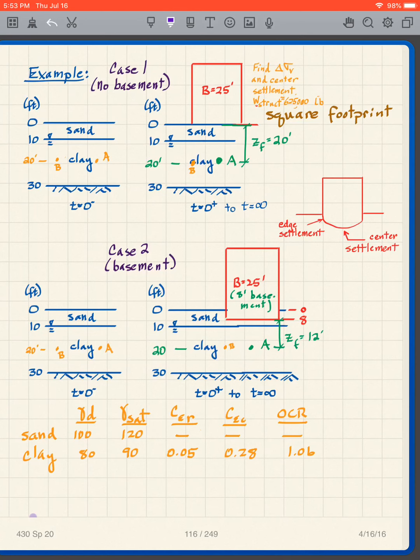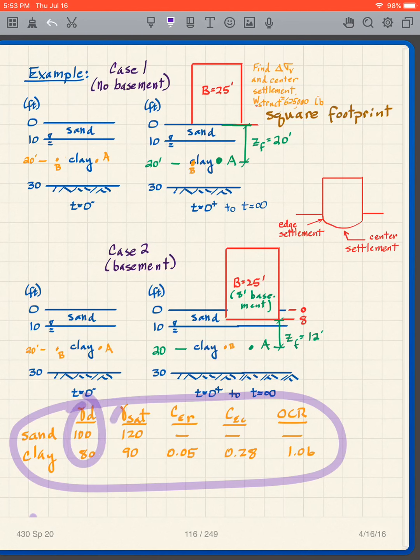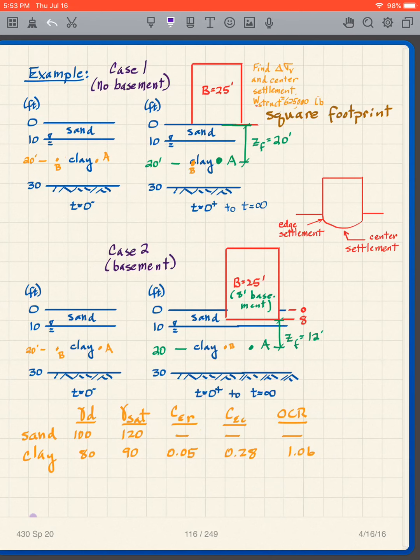Now, I'm going to look at this. So that's the given information. Well, the other given information is the soil properties. Gamma D, gamma saturated, C epsilon R, C epsilon C, and I'm giving you the OCR for the clay. So I want to emphasize here the Z sub F. Now, that's the given information, but now you have to find the Z sub F. Z sub F, if you remember, I defined the Z sub F as the distance below the base of the structure.